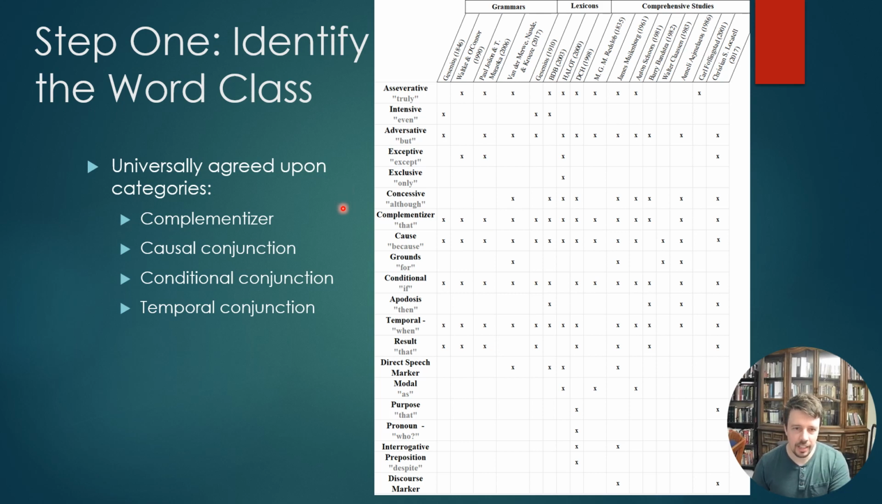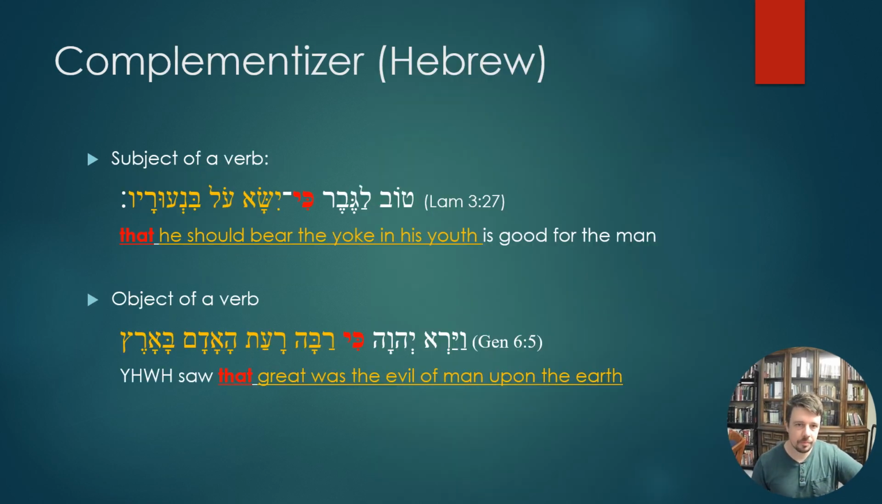So amongst these categories, there's only one, two, three, four that are pretty much universally agreed upon. And complementizer is one of them. So what we're talking about is something that everyone agrees upon, but we're going to take a look at some examples. So first, let's look at Lamentations chapter 3, verse 27.